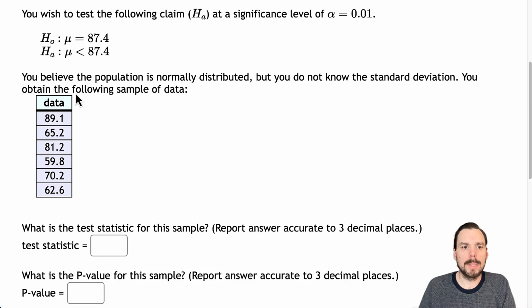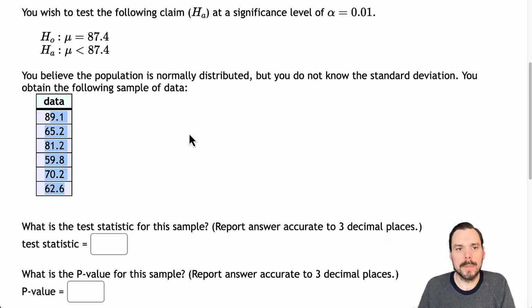In this problem, we'll be taking a look at a one-tailed t-test with a very small sample of raw data. I'll look at a method using Stapplet.com as well as Desmos so we can look at the inner workings of the problem as well. In this problem, we have a claim that the population mean is under 87.4, and here we have a sample of 6 quantitative data points that we will use to test that claim.